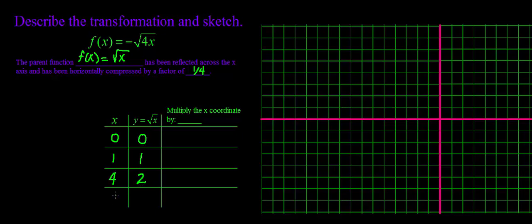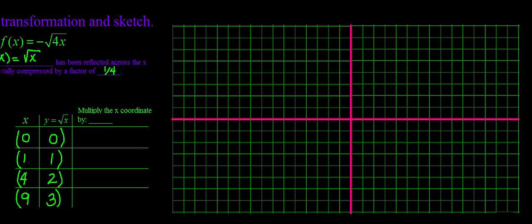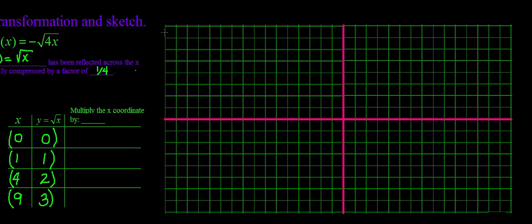And I can also check 9, which is the next perfect square. The square root of 9 is 3. So here I have 4 coordinate points that I can plot in my graph to sketch the parent function. We always start by sketching the parent function. So (0, 0), there's (0, 0). I also have (1, 1).